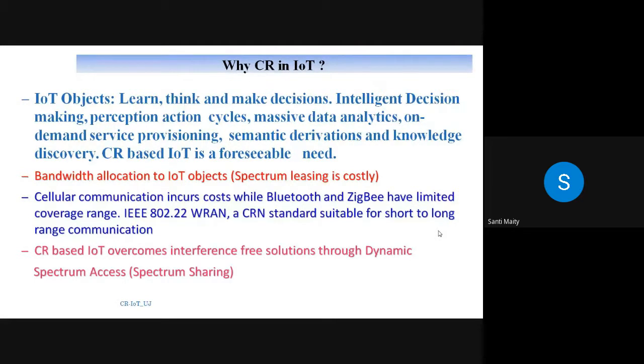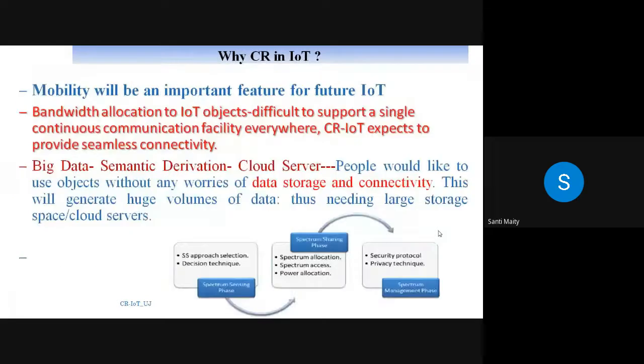And again, if we think about big data, huge amounts, as I already said, people will not bother about the computation or the storage, where it will be stored. It is a huge amount of data that it will handle and it will store in the cloud environment. So when big data comes into the situation, we have to look at these connectivity issues. Mobility is an important issue for future IoT, where CR-IoT is expected to provide seamless connectivity. Big data, semantic derivation, cloud server. People would like to use objects without worrying about connectivity and storage. So this essentially creates a huge volume of data and needs large storage and cloud space.